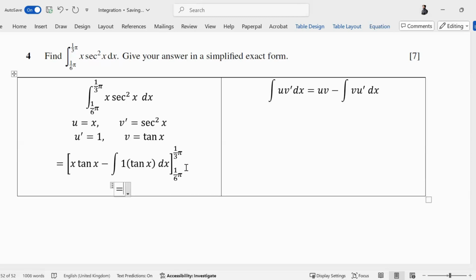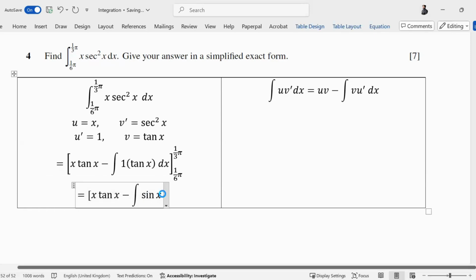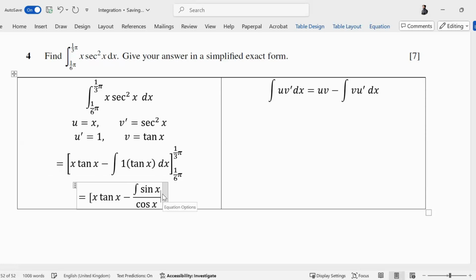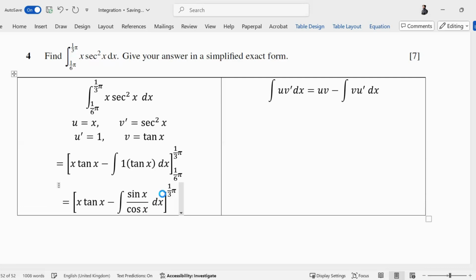Okay, now x tan x to remain as it is. How do I integrate tan x? Very good. We can write it as sin x upon cos x. One over 3 pi, 1 over 6 pi.